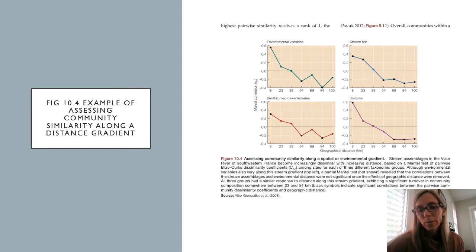So in all three groups of taxa that were studied, we saw a similar response to distance along the stream gradient. So they all exhibited a significant turnover in community somewhere around 23 to 54 kilometers.